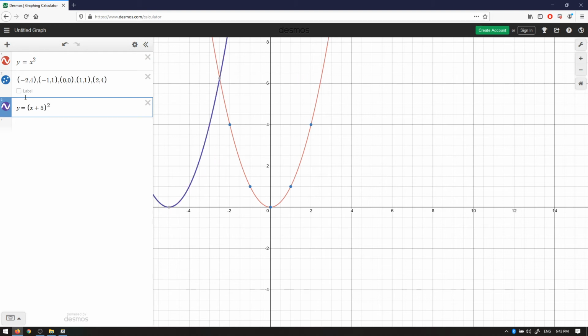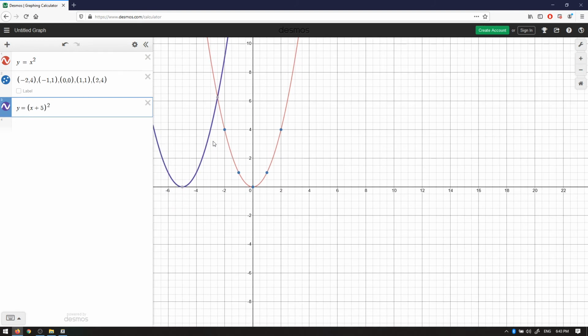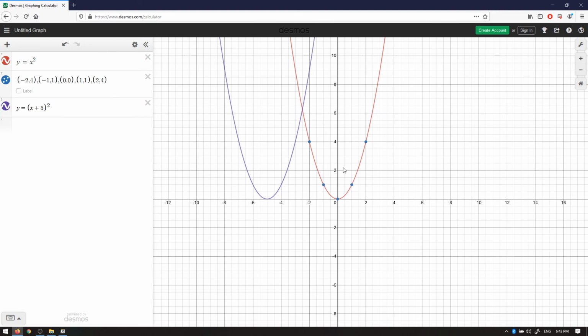Okay, a plus 5 inside of a bracket takes my original curve in red, and instead of moving it up or down, the plus 5 beside the x actually changes the x values this time. It shifts everything over to the left. The vertex used to be 0, 0, but now the x-coordinate has been decreased by 5, and it is now at -5, 0.